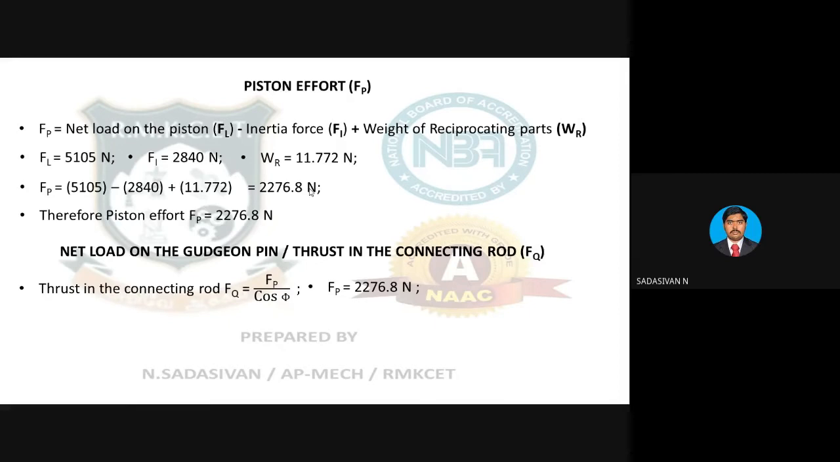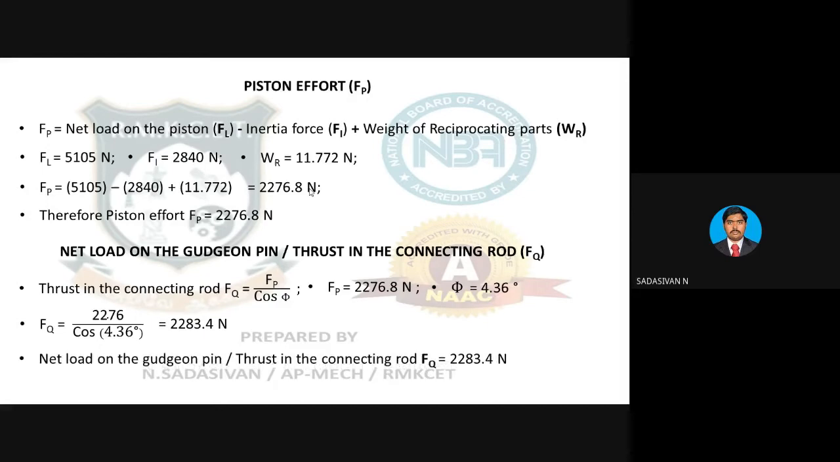FP is known, 2276, just now you have found it. The value of phi is 4.36 degree, you already found it. Just put it in the formula: 2276 divided by cos 4.36 degree. So it comes around 2283.4 Newton. If you see here, FP and FQ are almost equal. 2283.4 Newton is the net load on the gudgeon pin or thrust in the connecting rod.